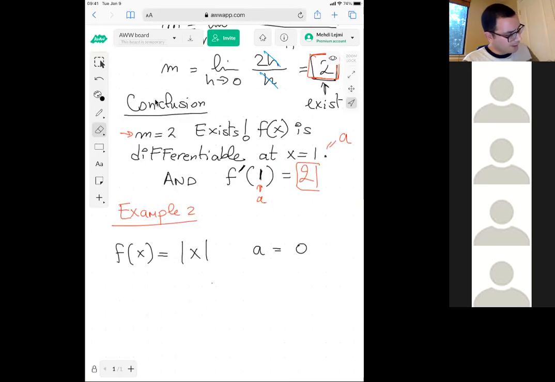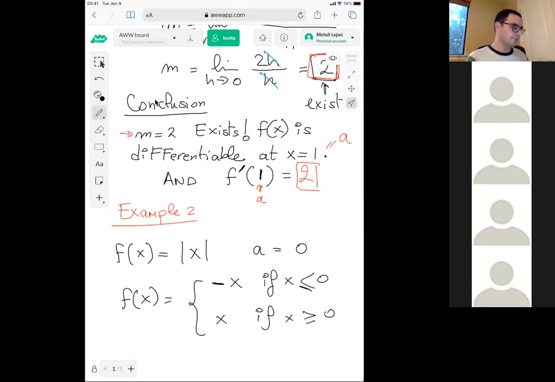So what I'm saying is f of x is equal to minus x if x is negative, because the absolute value is supposed to be the opposite. And if x is positive, the absolute value of a positive number would be the same number, so it would be just x. So you see the absolute value is described by two different equations: minus x if x is negative, and x if x is positive. So that's for the absolute value.